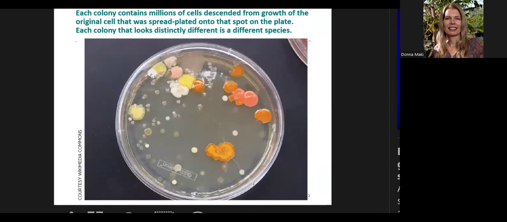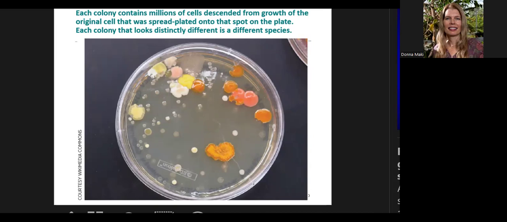And then depending on what you spread plated, you might see something like this. So very often with soil samples, water samples, you'll get a mixed population. So when you look at all these different colonies, everything that looks different is different. They're different species. So you can actually get a little taste of what's the diversity in that sample. If you see lots of different colors and colony shapes, you have pretty good diversity in that sample. If it all looks the same, pretty uniform, then you know that there's not the greatest diversity.